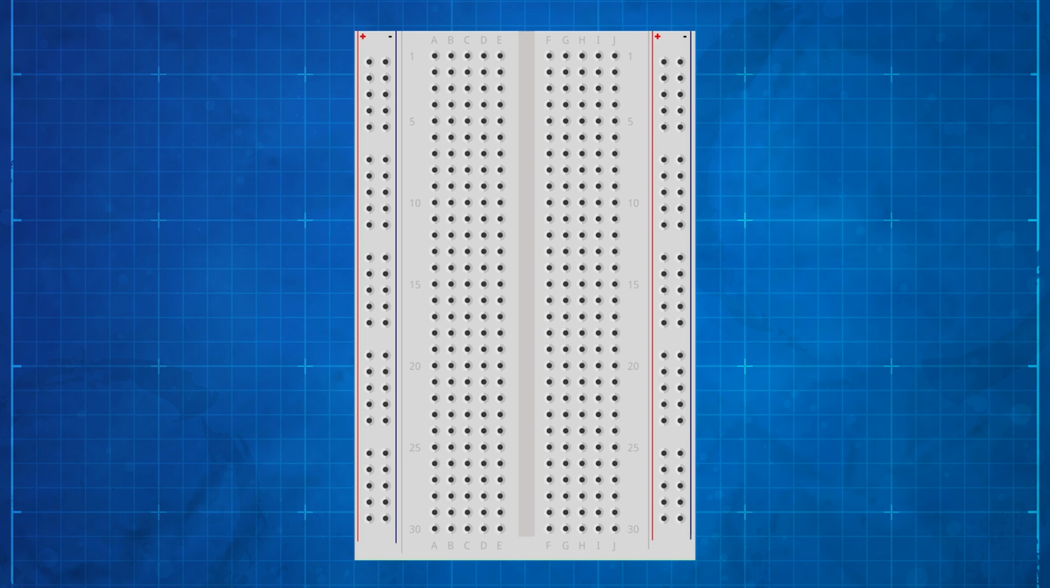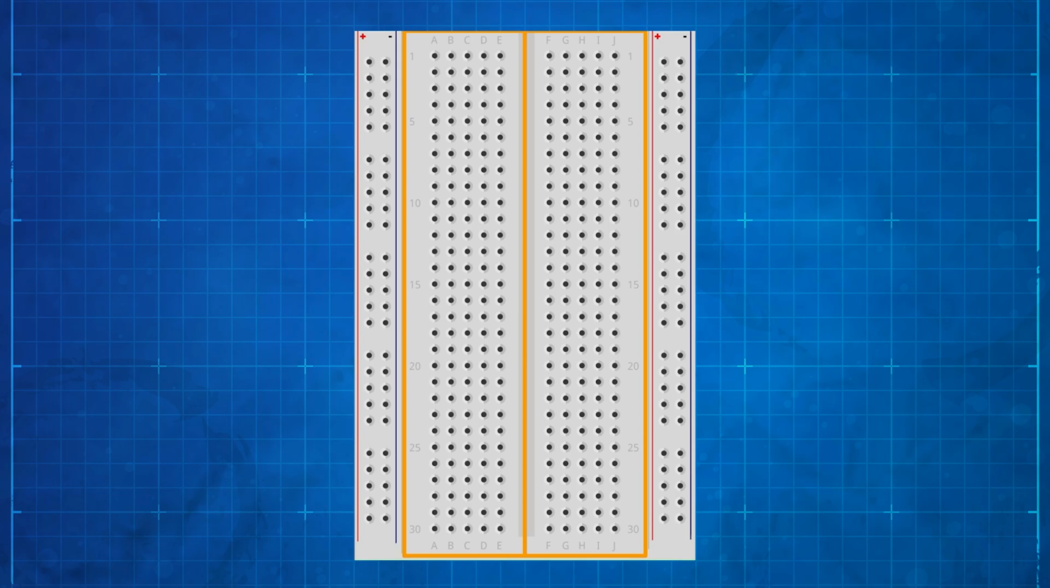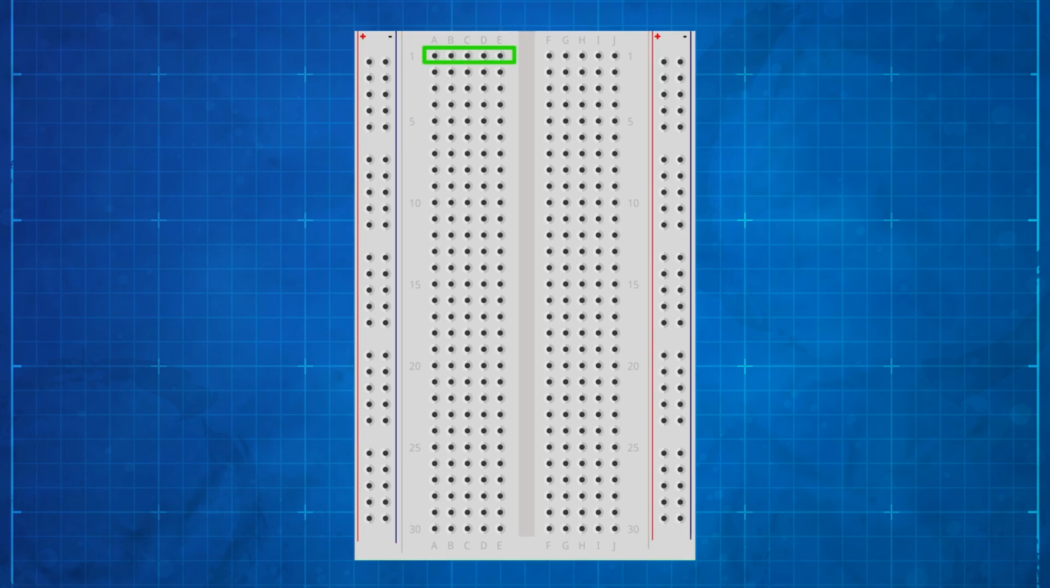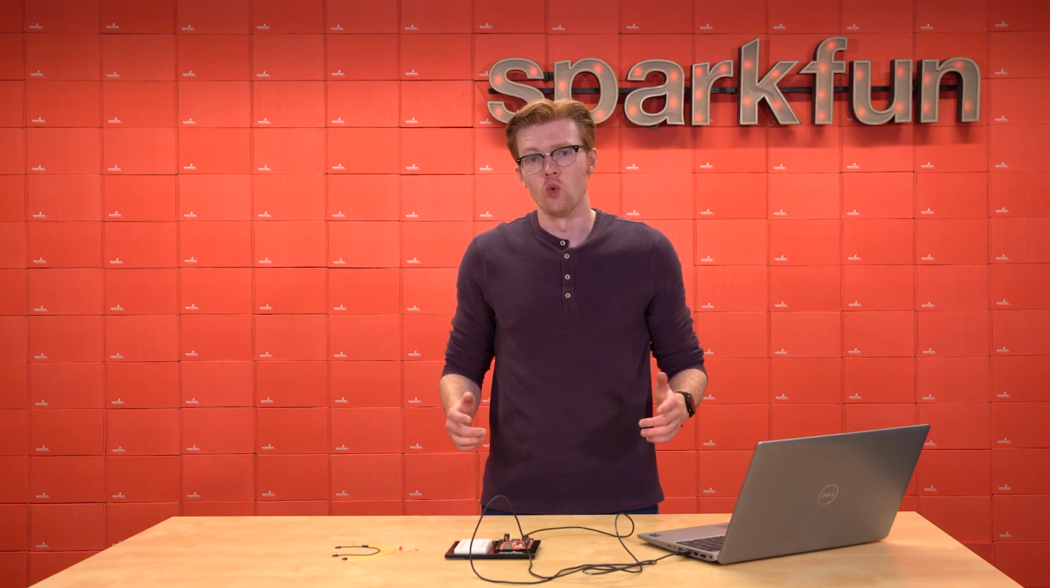The middle part of our breadboard is divided into two sections on the left and right. The holes in each row of a side are connected. So all the holes here are connected, and all the holes here are connected, and all the holes here are connected. But the holes here are not connected to the holes here. We can use these connected holes to connect various components of our circuit together.